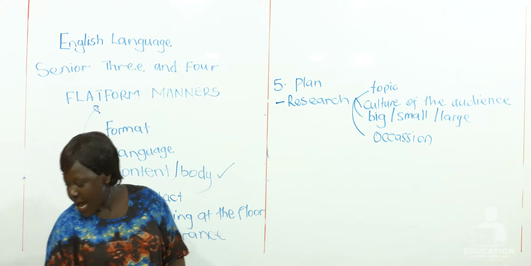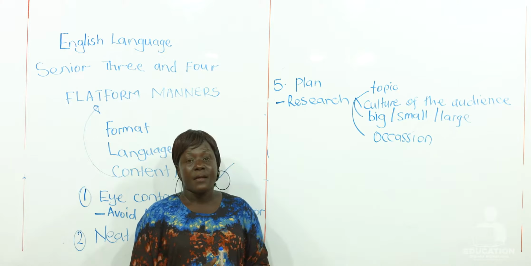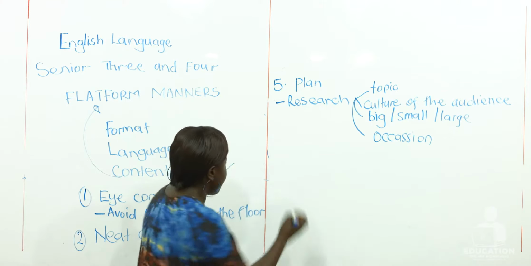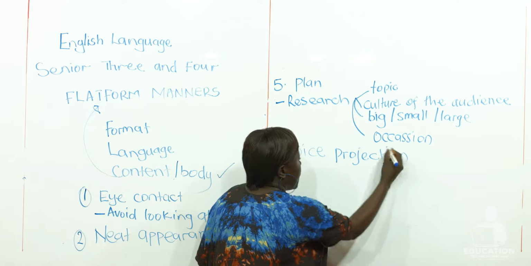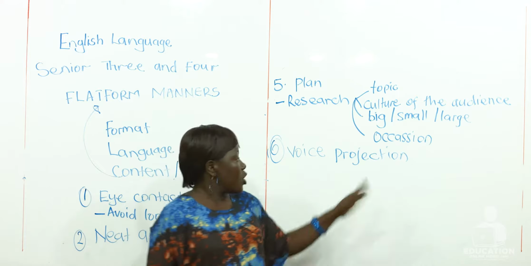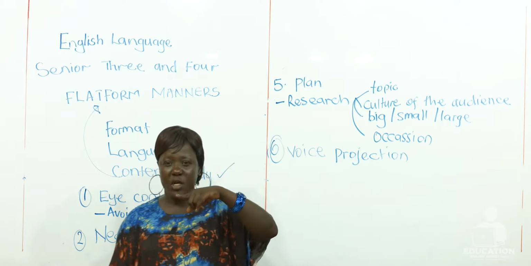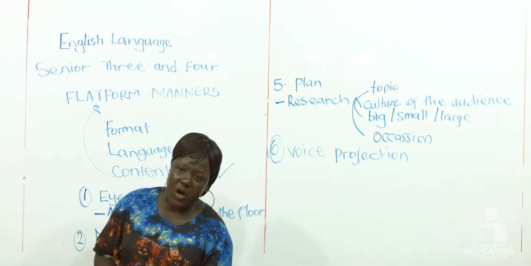Now let us look at voice projection, our second last, number 6. Voice projection. This one is determined by the occasion. For instance, you should vary your projection. You should lower the voice and raise it at a certain point. You can speak in this way.